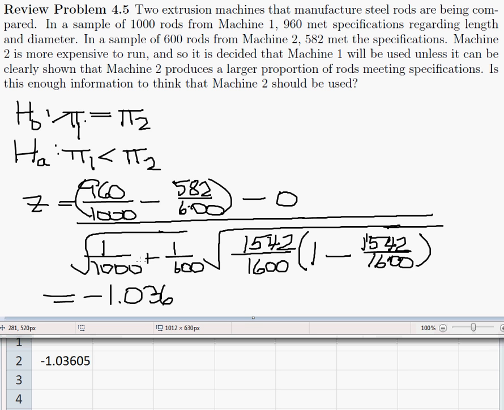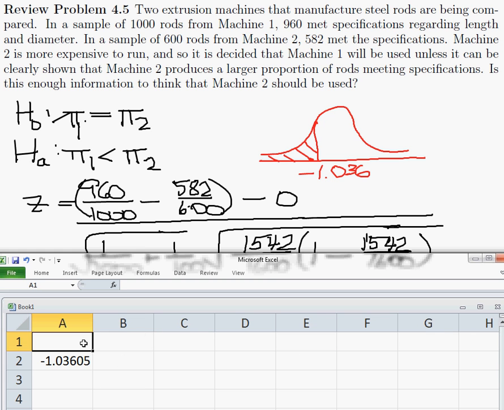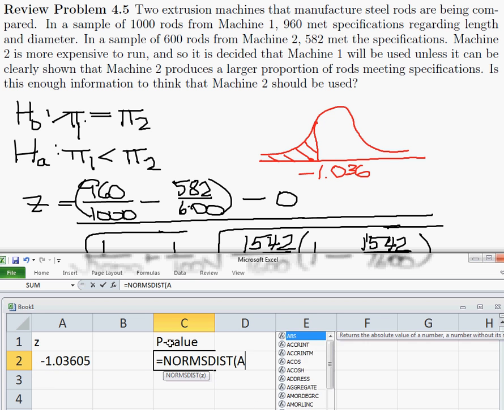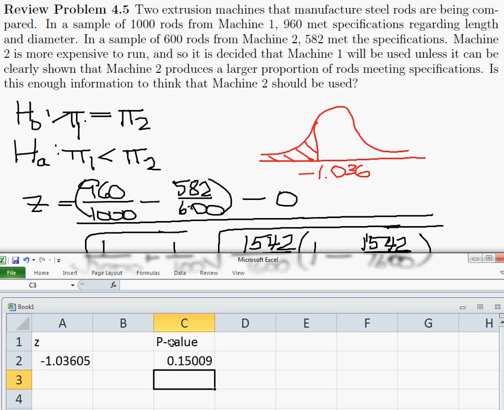The next step is to figure out the p-value, and the p-value will come off the bell curve. So there's negative 1.036, and in this case I need the area to the left. So if that's the z-value, the p-value will be equal to NORM.S.DIST of the number we just got, which is about 0.15.